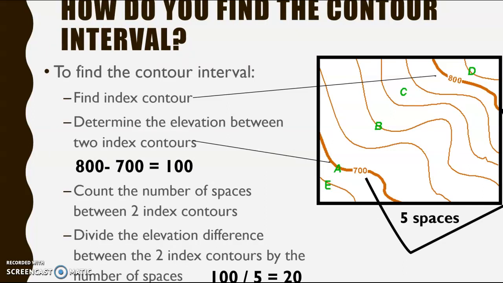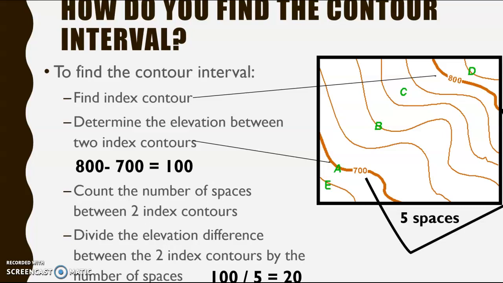To find the contour interval, you find the index contour. So that's that number that's on the map. You determine the elevation between the two. So what are those numbers? What's the difference between those numbers?